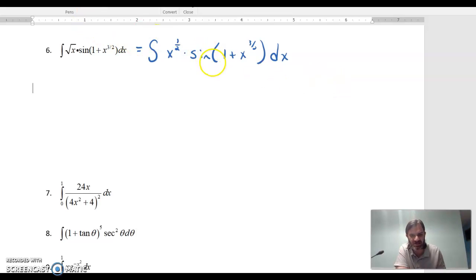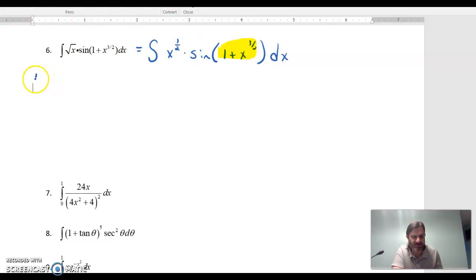We know how to integrate the sine of a variable, so we're going to have to use u substitution if something more complicated is in there. And I'm going to let 1 plus x to the 3/2 be my u because I know the derivative of x to the 3/2 contains an x to the 1/2. So it's a nice little pair up there.